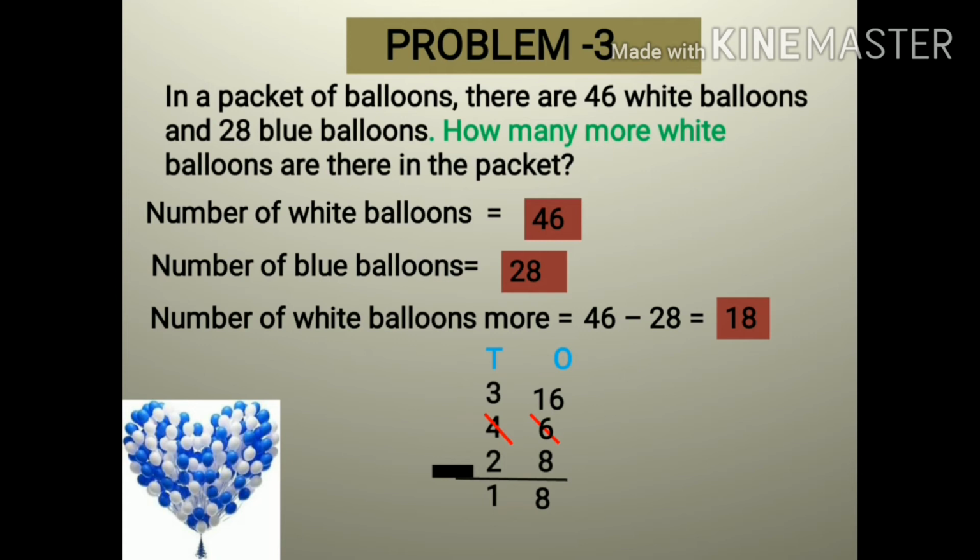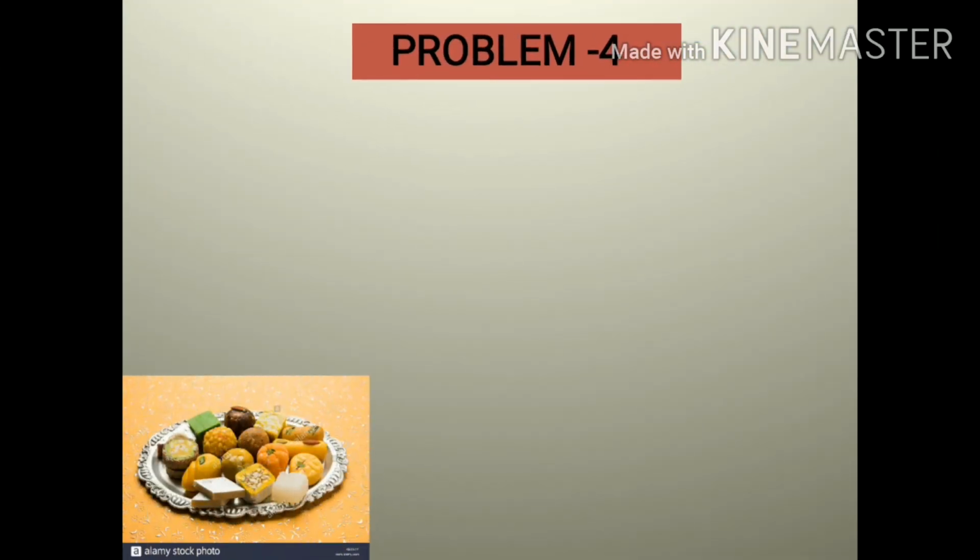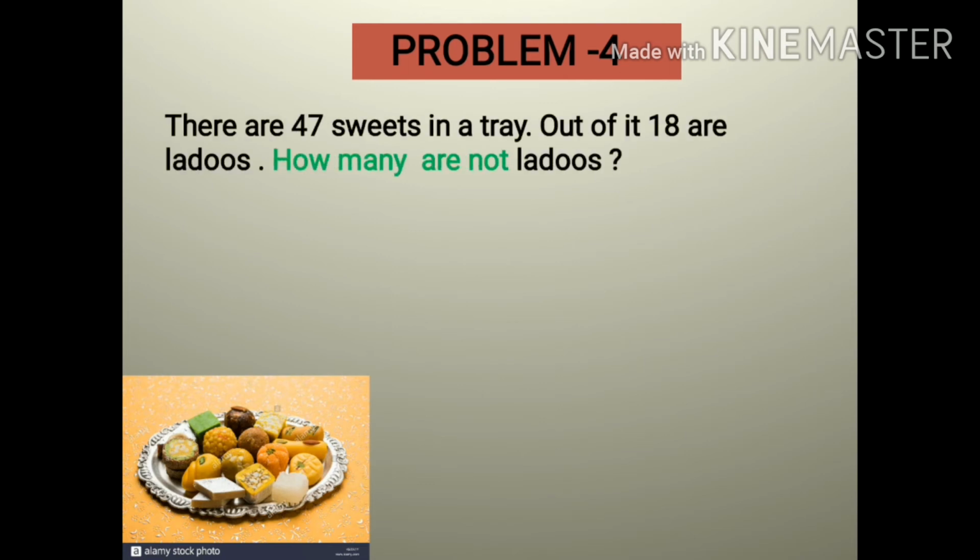So in this way we can do the story sum when you are asked to write how many more are there. Let us see the next problem. There is a tray of sweets here, and in that 18 are laddus. How many are not laddus? Now let us find it out.